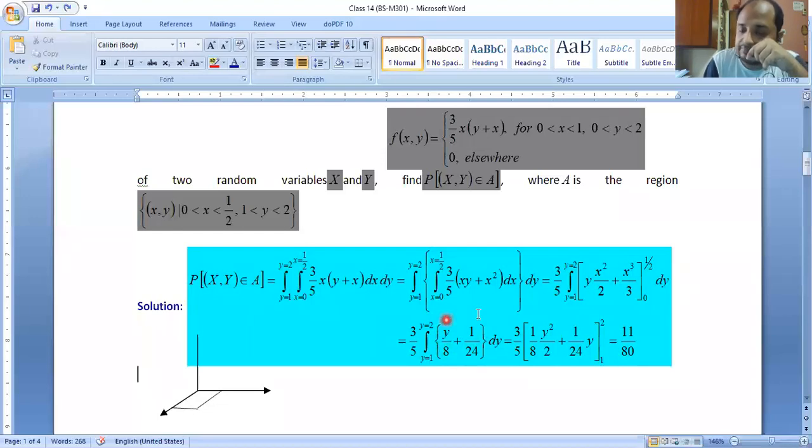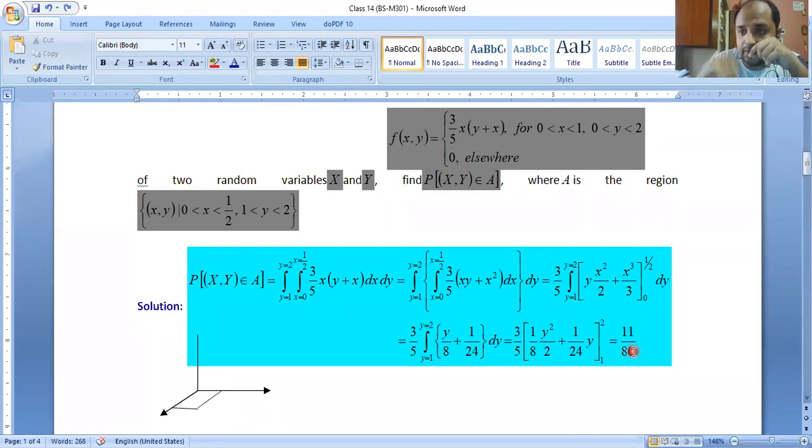So this is the integrand now, and this integrand is a function of y: y by 8 plus 1 by 24. We are going to integrate this function with respect to y now. Putting the limits from y equals 1 to y equals 2, we ultimately get 11 by 80.